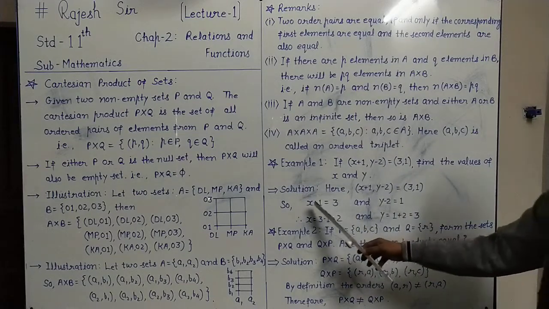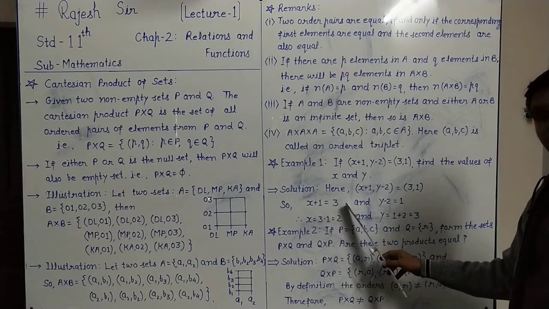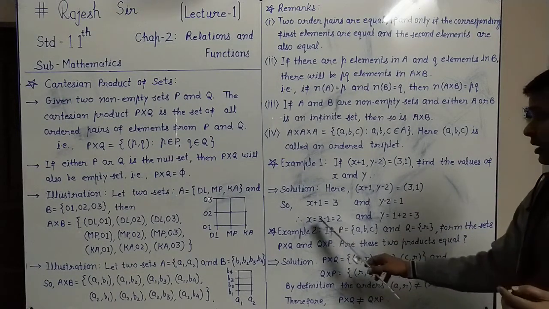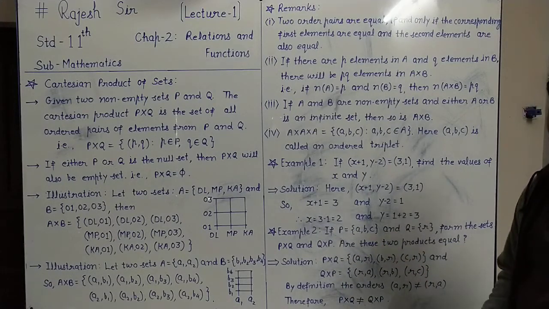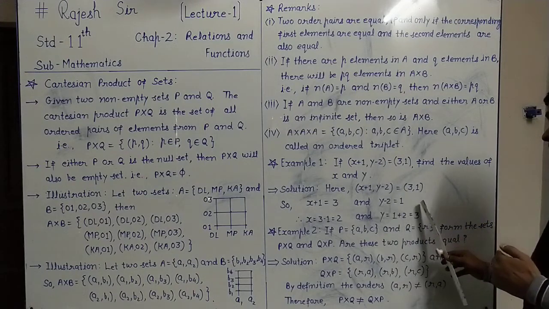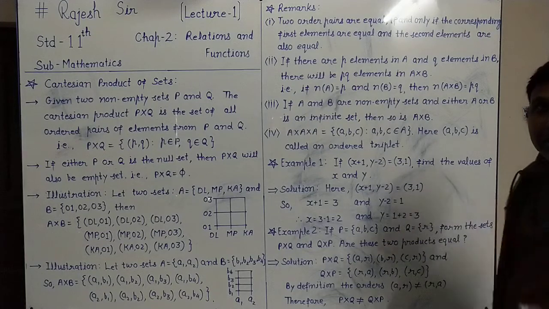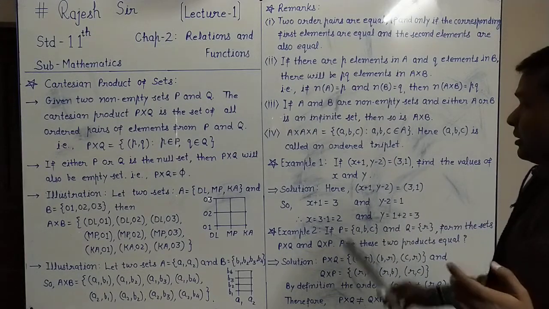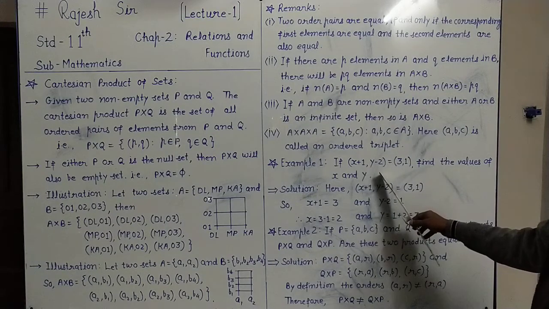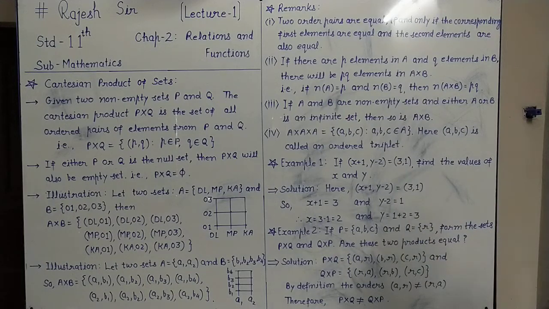From x + 1 = 3, taking 1 to the right side it becomes minus 1, so 3 - 1 gives 2. So x = 2 is the value of x. Similarly, in y - 2 = 1, taking 2 to the right side it becomes plus 2, so 1 + 2 is 3. So y = 3 is the value of y. Very simply we can get the x and y values using the equal ordered pair definition with the remark.